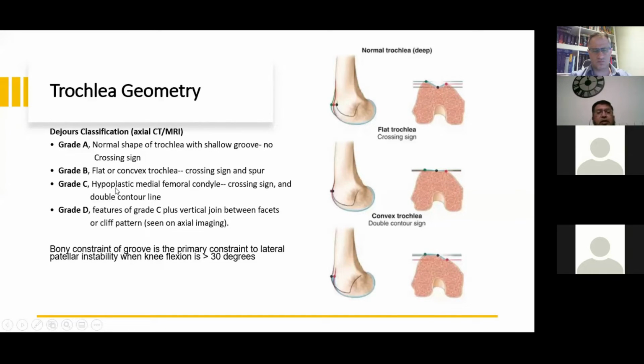And grade B, there is a flat or convex trochlea, and on the X-ray we'll see the crossing sign. These two lines will cross each other. Grade C, there will be a hypoplastic medial femoral condyle, and this is the last picture, which will show that there will be the double contour line, and the axial section will be like this.